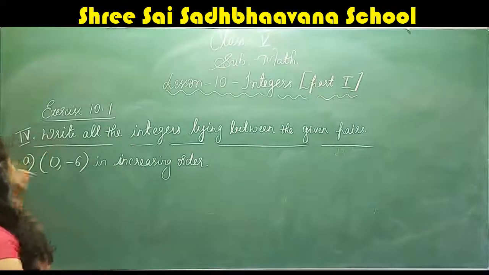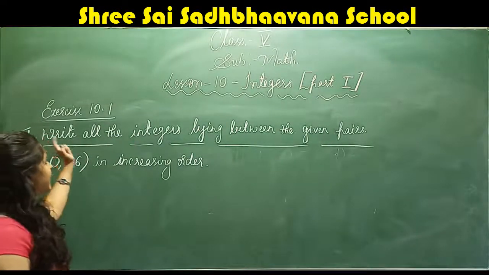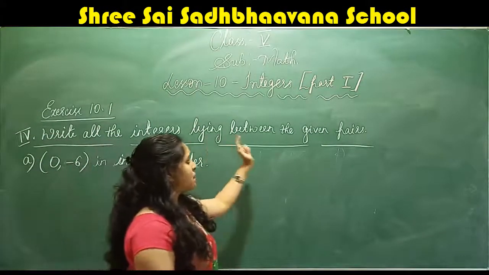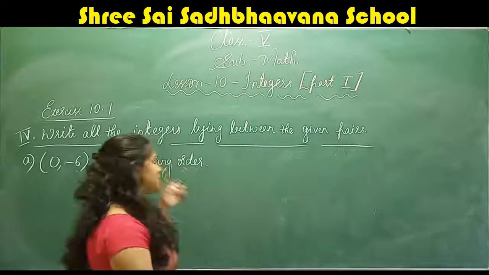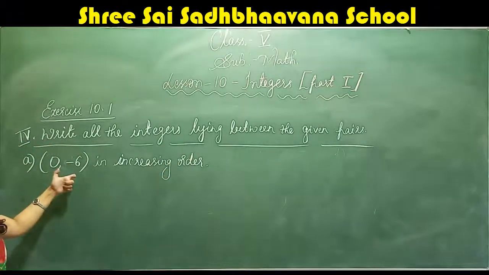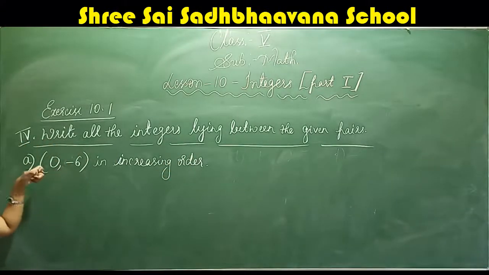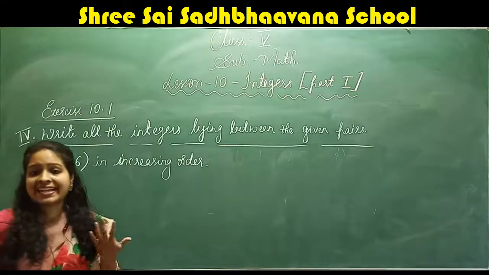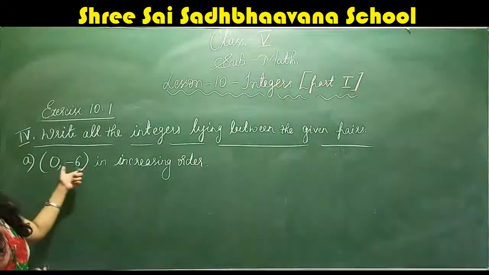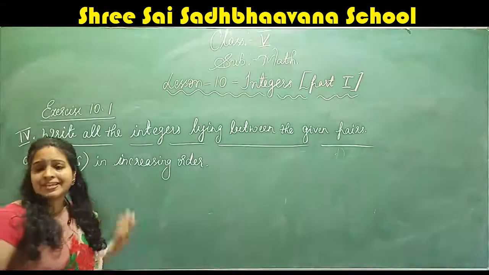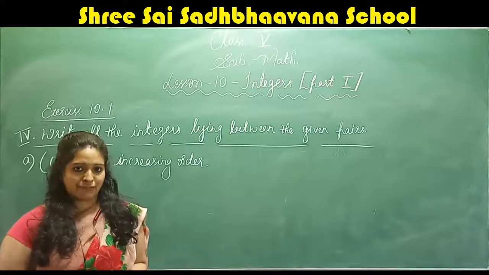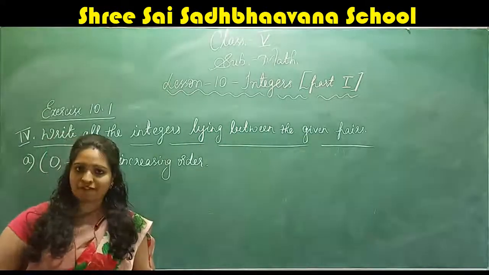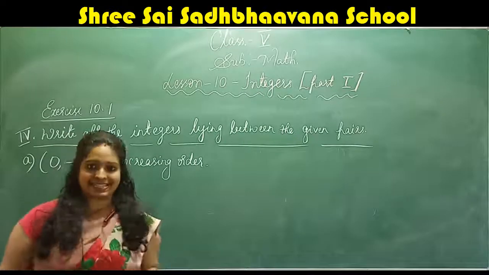Children, now let us solve the fourth main. So here you see, write all the integers lying between the given pairs. So what we have to write? We have to write all the integers which lie between the given pair. Here you can see the pair of integers. One is 0 and one is -6. So now we have to write the integers which come between these two integers. For this, the number line is very helpful. So let us draw a rough figure of the number line so that you will understand easily.